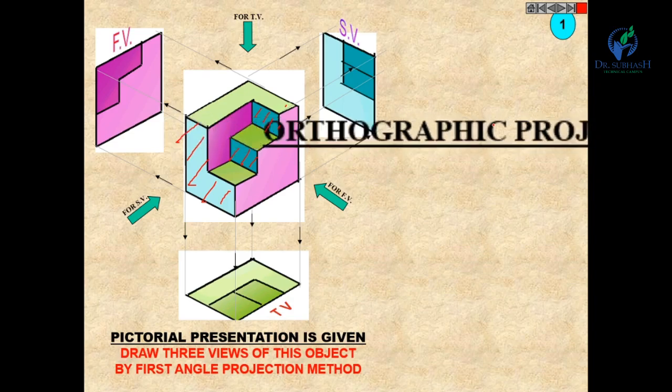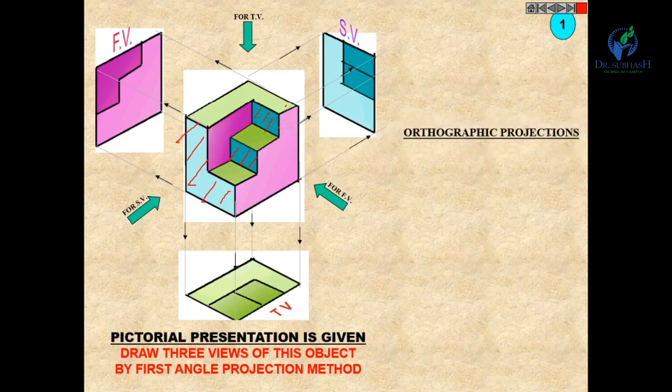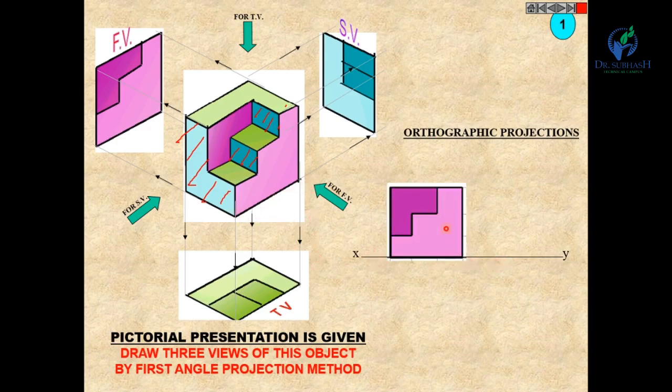Now in the orthographic projections, in first angle projection, as we know, first of all we have to draw the XY line, and in the first angle projection method the front view is above the XY line. So first of all draw the front view as per the given dimensions. This is our front view.